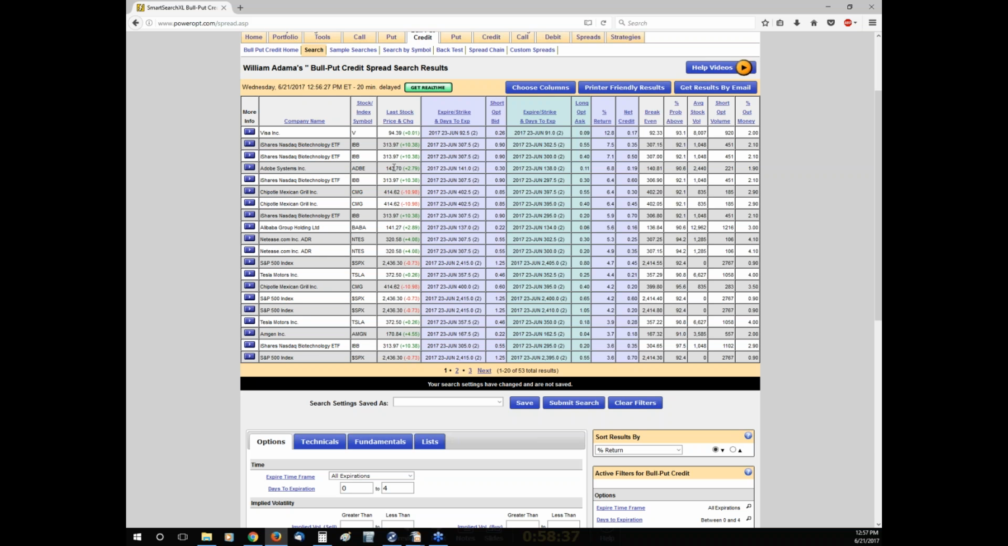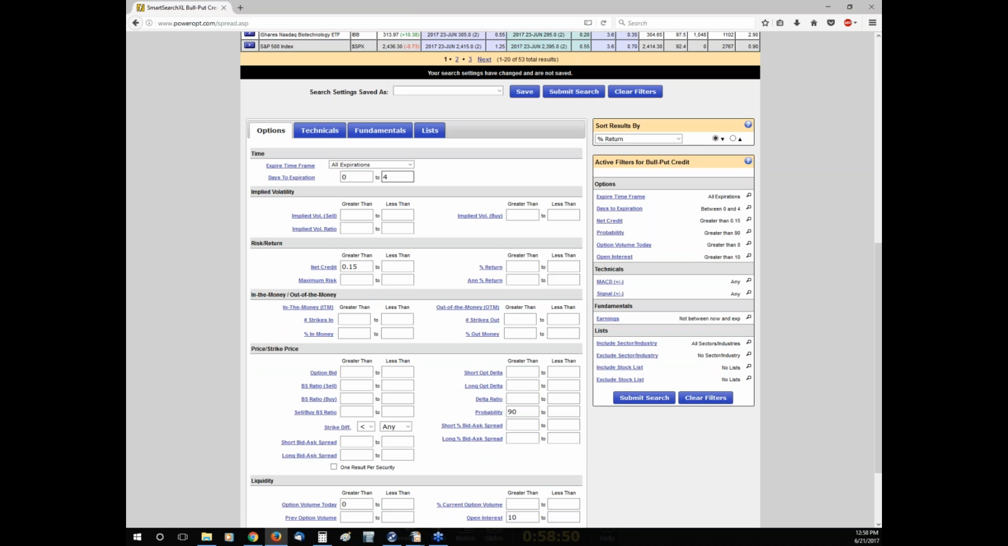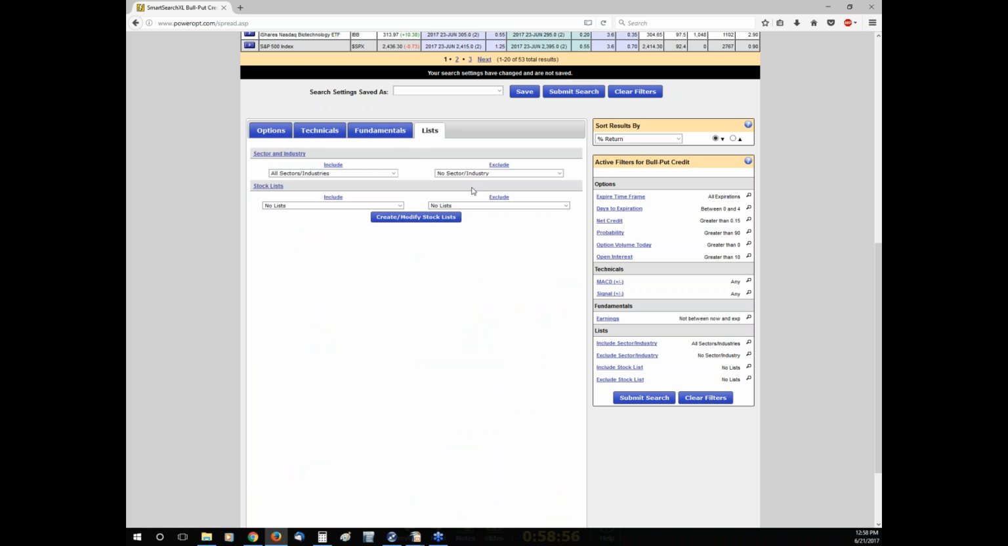Adobe just had earnings today. I know that because I was in a straddle that didn't pan out as well as I wanted to. It was profitable, but not much. But in any case, even SPX appears. You're scanning against the entire universe of options for your specific requirements for options, technicals, fundamentals, or if you just wanted to create your own stock list and screen against those for bullish or bearish positions.